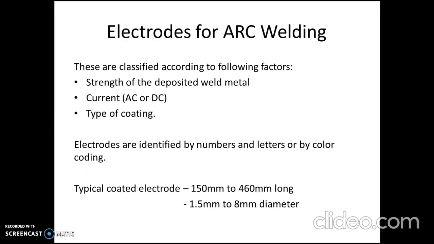Now, next is electrodes for arc welding processes. Basically, electrodes are classified according to the strength of the deposited weld metal, the type of current used, if it is alternating current or direct current, and the type of coating. So these are the three types over which electrodes can be classified. Typically, coated electrodes are 150 mm to 460 mm long, and the diameter is in the range of 1.5 mm to 8 mm. These electrodes are identified by numbers, letters, or by color coding.